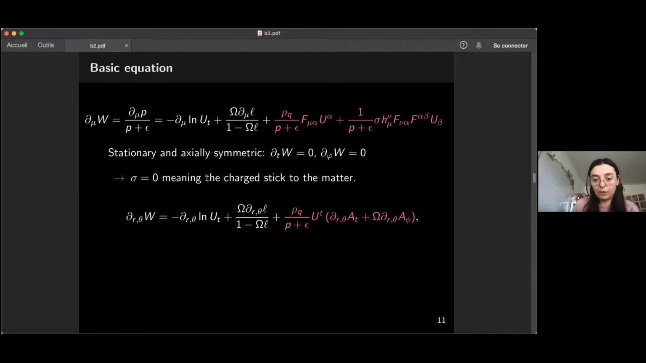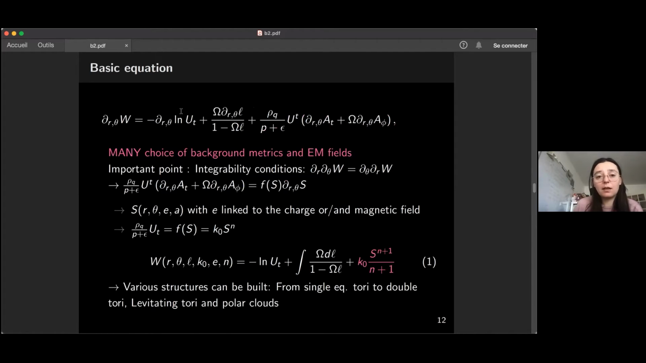So the charges are going to stick to the matter. We put sigma equal to 0, and we can express F with the four-velocity potential, the four magnetic potential, sorry, A_t and A_phi, and we get this final equation. This equation is kind of general, and now we need to choose the background metric and the electromagnetic field that we want to study.